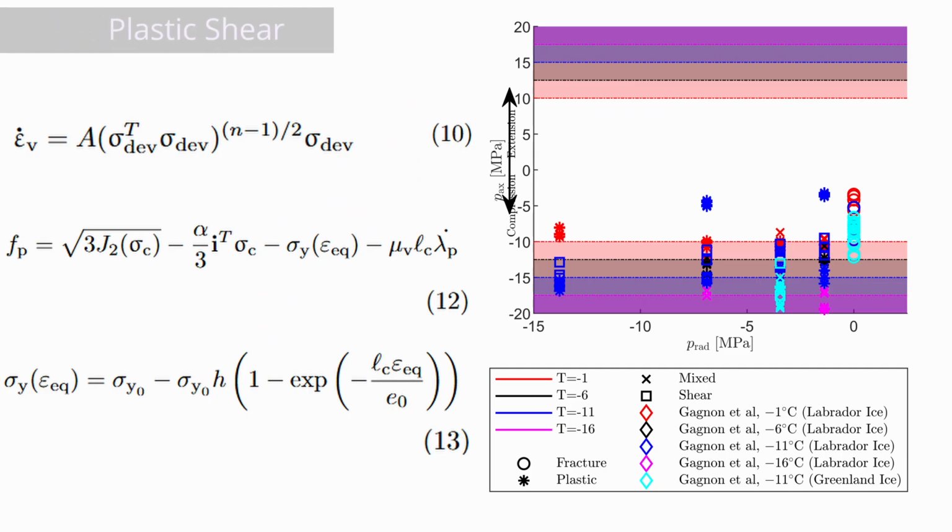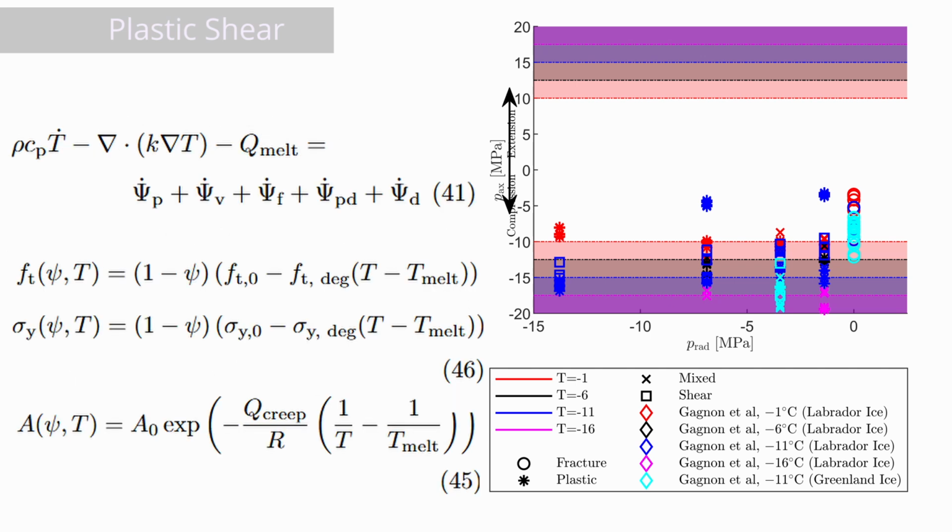Moving on to the plastic yielding that is expected at larger confining pressures. To model the long-term behavior of ice, we use Glen's law to capture viscous creep. For the short-term plastic behavior, a Drucker-Prager model is used. Softening is included through an exponential softening function, allowing for shear bands to develop. Temperature dependence is included through a thermal model. This temperature in turn is used by the tensile strength, the yield strength, and the creep.